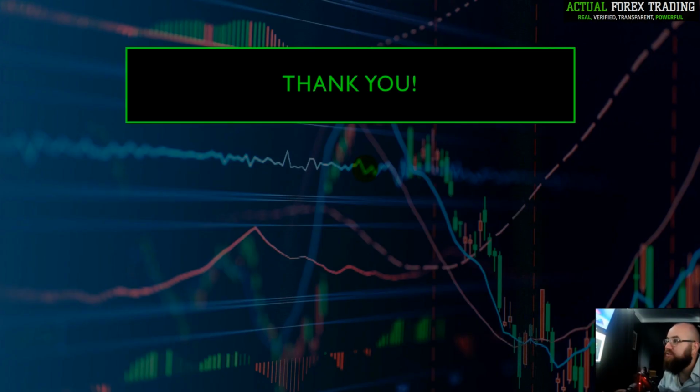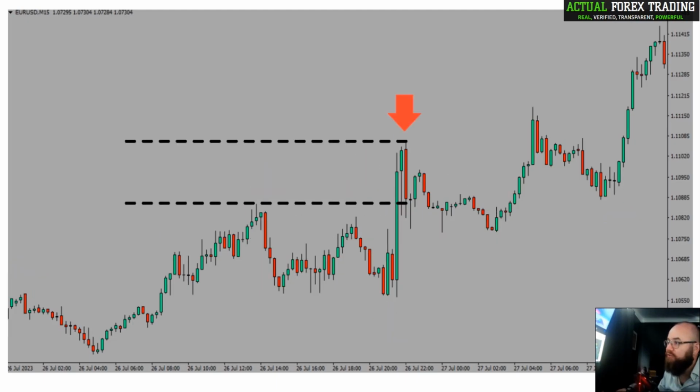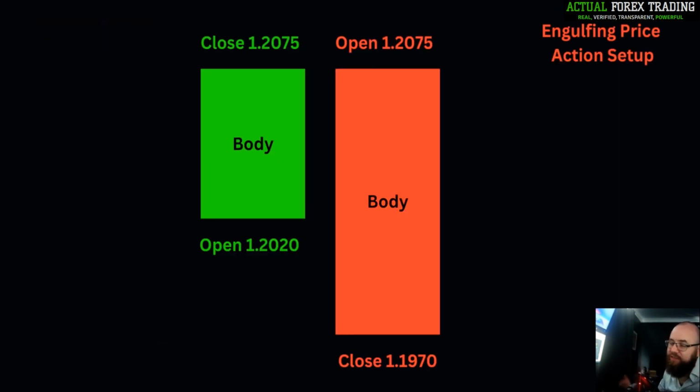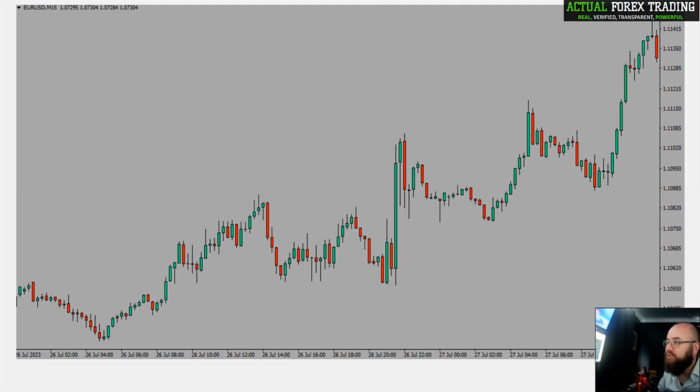That is the end. So that is engulfing candles. Bullish engulfing, a big green body, a big bullish body that's bigger than the previous bearish body, and then vice versa for bearish engulfing candles.